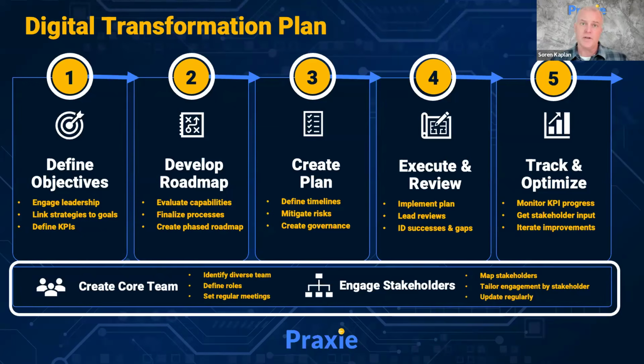And then finally, you want to engage stakeholders. It's all that change management stuff where you want to map out who's being impacted, who are the sponsors. You want to tailor communications, tailor engagement, tailor training to those stakeholder groups. And then you want to keep updating and over communicating to make sure everyone's aligned throughout that whole digital transformation process.